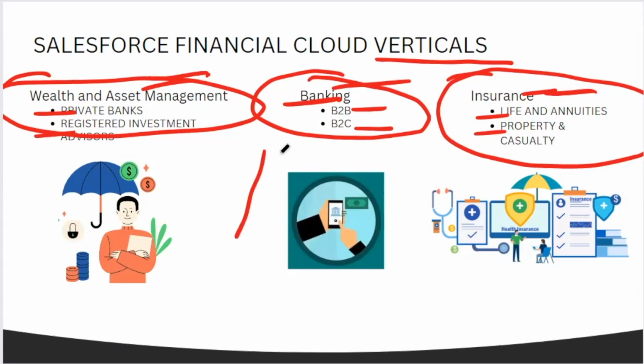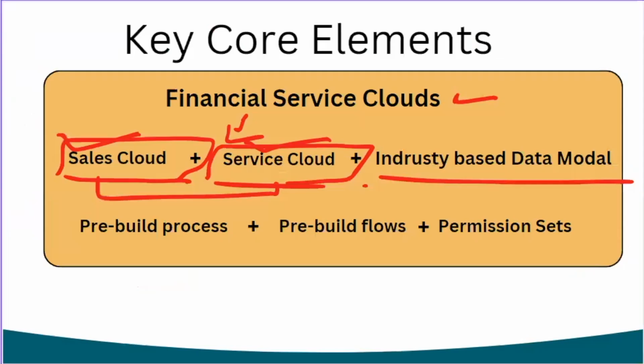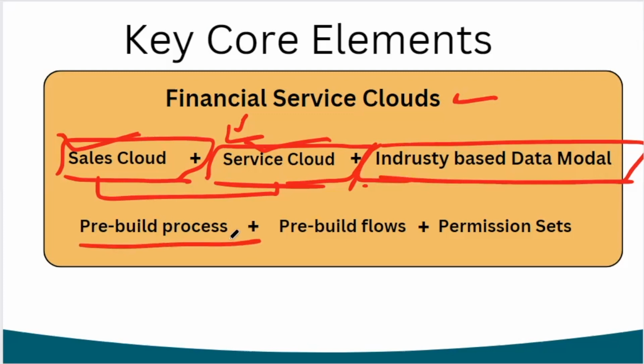These verticals have their different processes. This has its different process. Insurance has its different process. For each vertical, Financial Service Cloud has its own data model that can be used based on your requirements for a particular financial institution. Financial Service Cloud also comes with a pre-built process, which we have discussed right now.